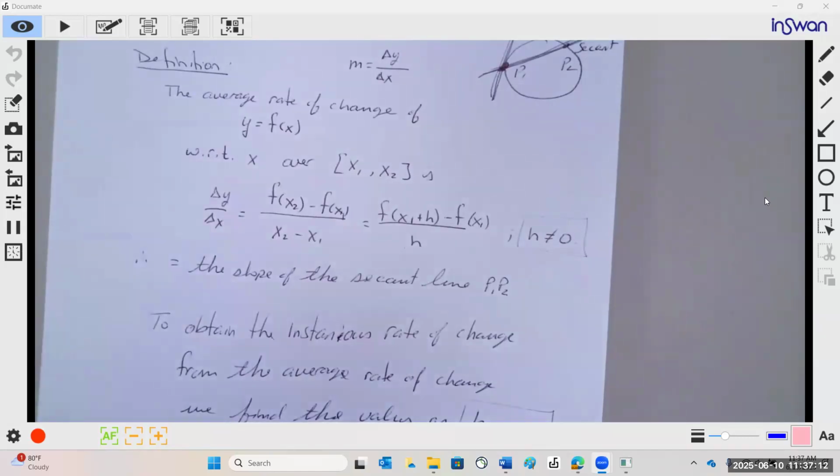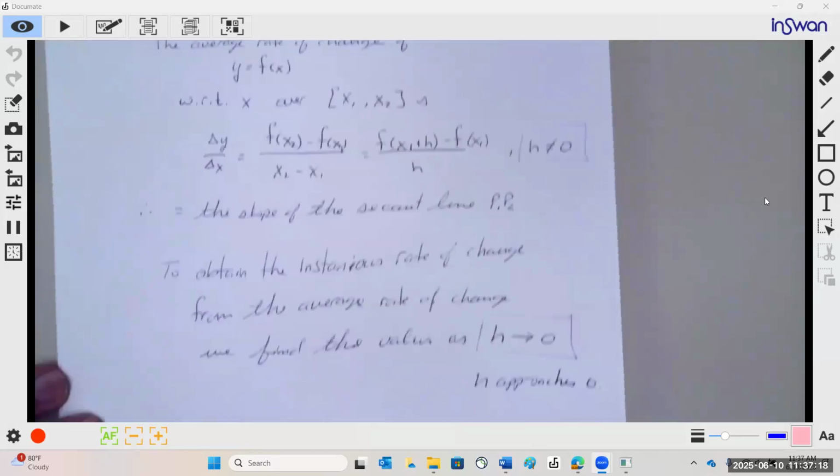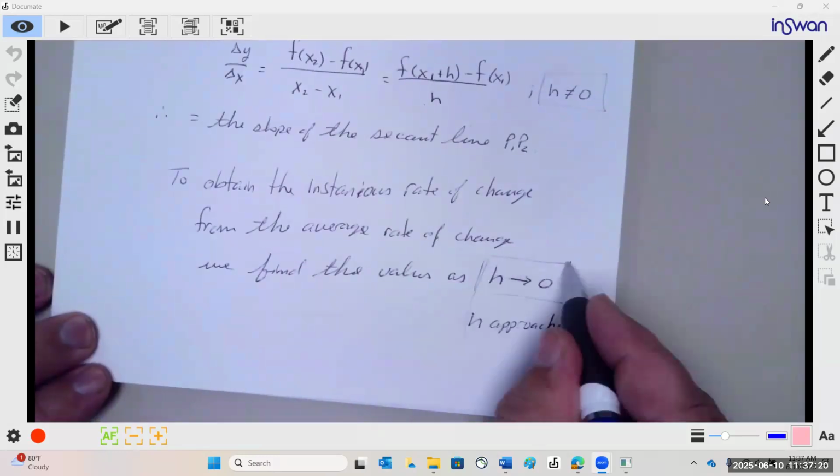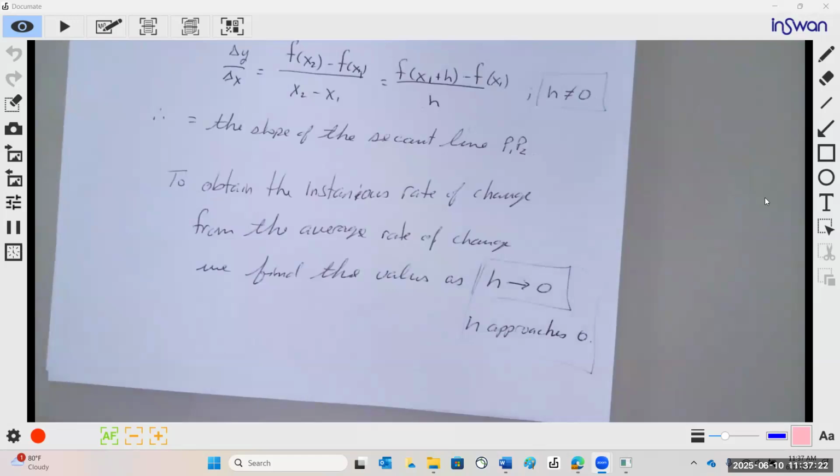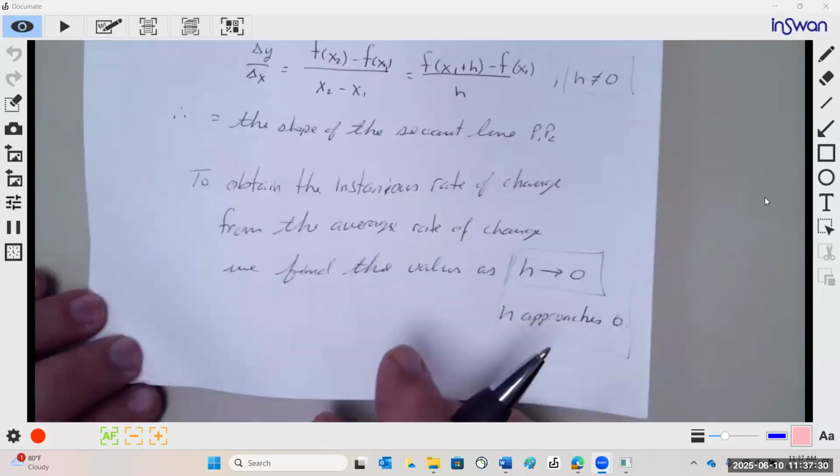If I give you a graph, you can't really just look at the slope of that 1 point. What you have to do is take different values, the slopes of different points, the secant lines at different values as it approaches that 1 point.